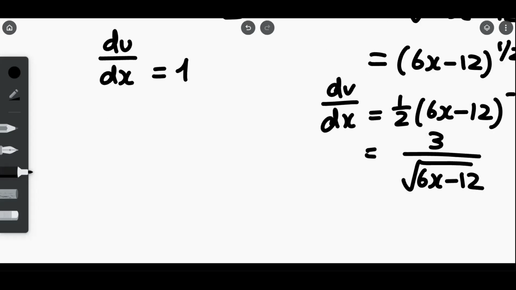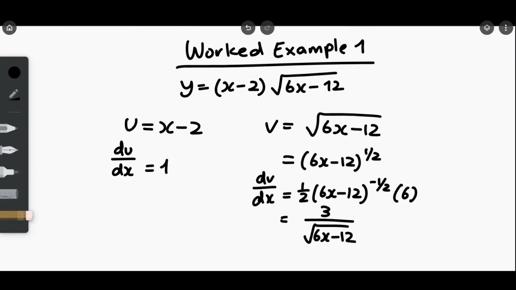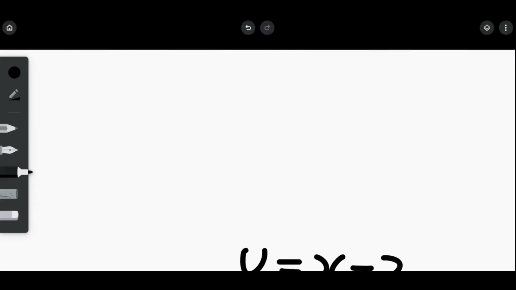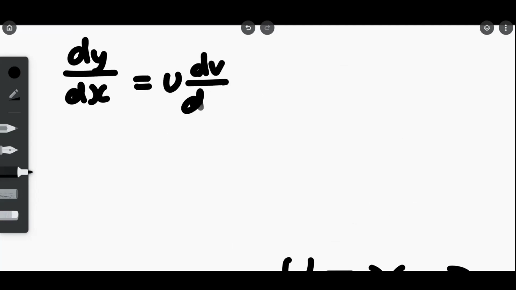With all of these, we need to understand the dy/dx rule. So dy/dx equals u dv/dx plus v du/dx. This is simple: power come down, power minus 1, right? So I write again.